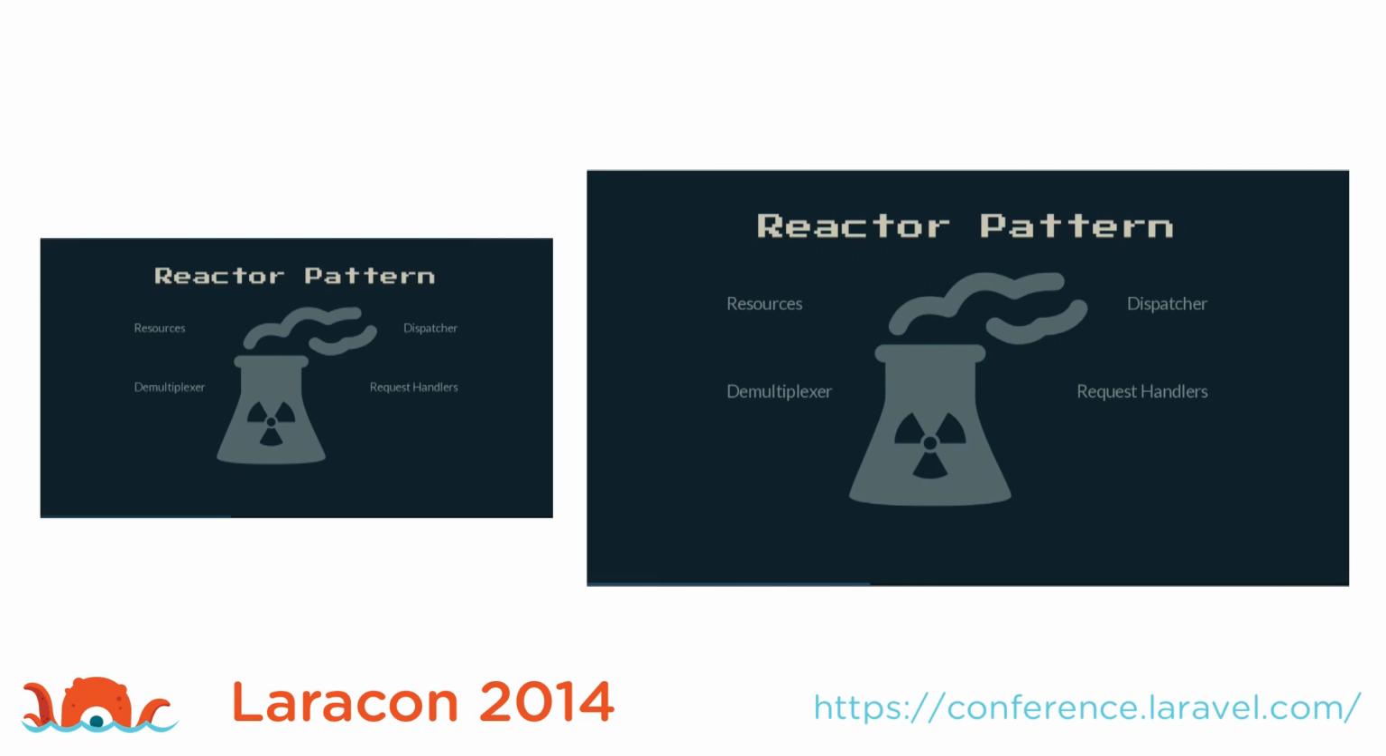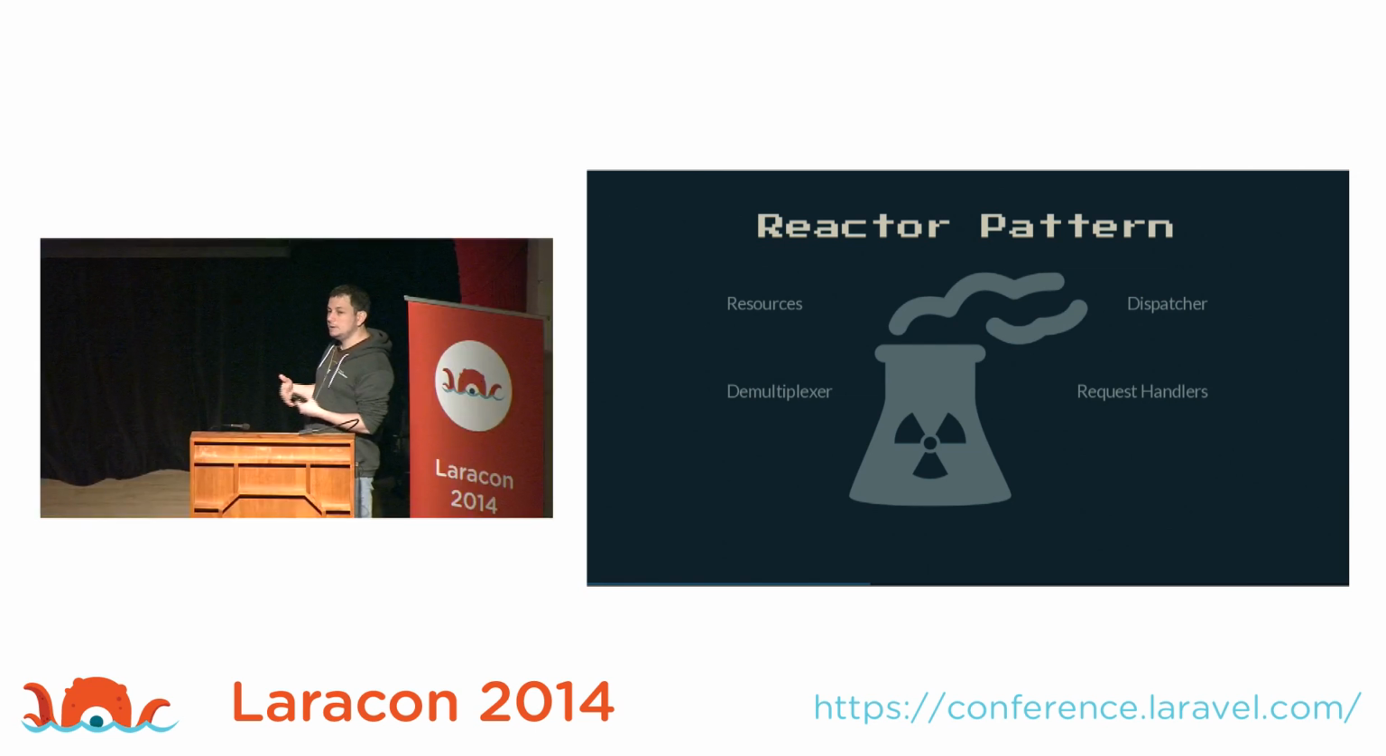Additionally, we have the different resources. Those might be streams. It could be other processes, other file handlers. The dispatcher is going to be our event dispatcher, and we're going to see React has a separate component for that. And then request handlers, at a higher level, as the events come in, are basically our callback methods that get dispatched.